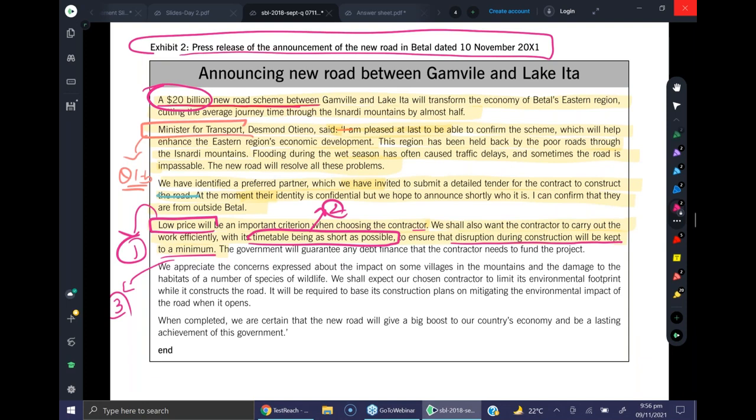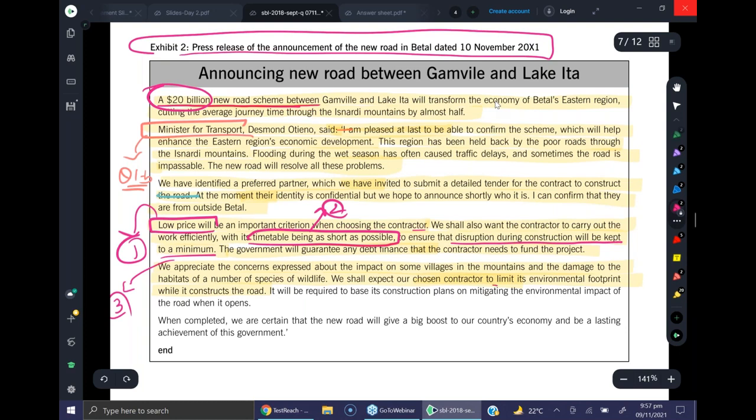The government will guarantee debt finance that the contractor needs to fund the project. We appreciate the concerns expressed about the impact on some villages in the mountains and the damage to habitats of a number of species of wildlife. We shall expect our chosen contractor to limit its natural footprint.